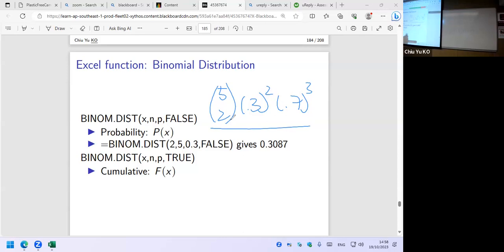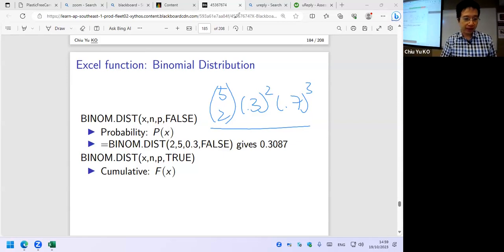But how do you do it in Excel? It's very simple. You just use the binomial distribution function: 2, 5, 0.3, FALSE. Okay, what is FALSE here? FALSE gives you the P. TRUE gives you the F. Remember the example? P is giving exactly 2 people. F is less than or equal to 2. Okay, let me show it to you in the Excel. Is that okay? Okay. So don't worry.